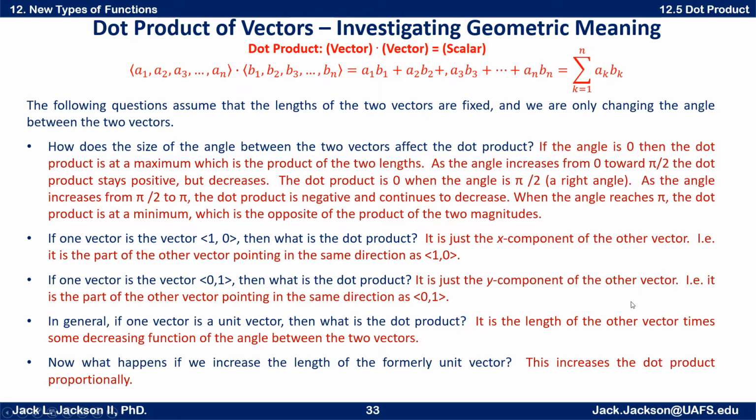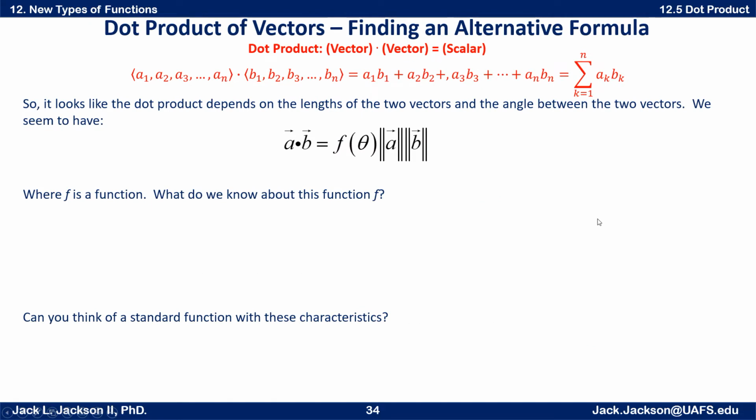In general, if one vector is a unit vector, what's the dot product? It's the length of the other vector times some decreasing function of the angle between the vectors. So it has something to do with that angle. And what happens is if we increase the length of the one vector, it was the purple one just a minute ago, that's going to increase the dot product proportionally. So it looks like the dot product depends on the lengths of the two vectors and the angle between the two. So we seem to have something like this.